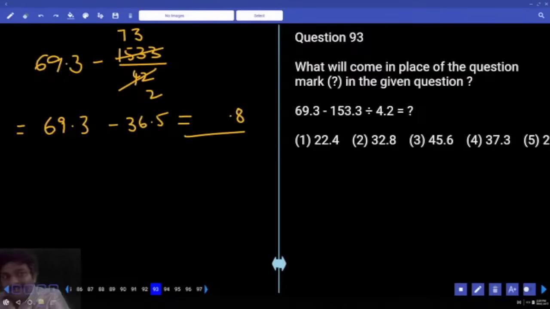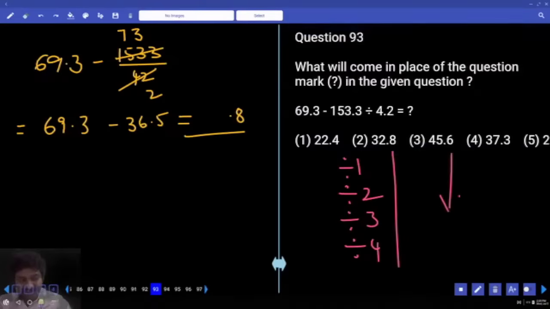Division rule we have already discussed. I told you many times to try with the next highest factor. How do you get factors? Divided by 1, divided by 2, divided by 3, divided by 4. If you do that, you will get factors in descending order.